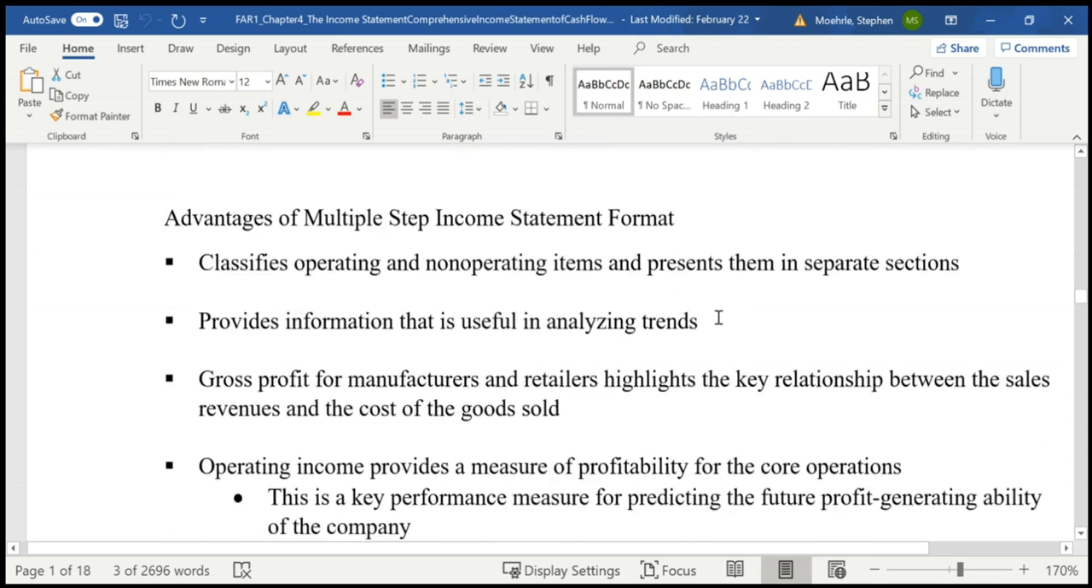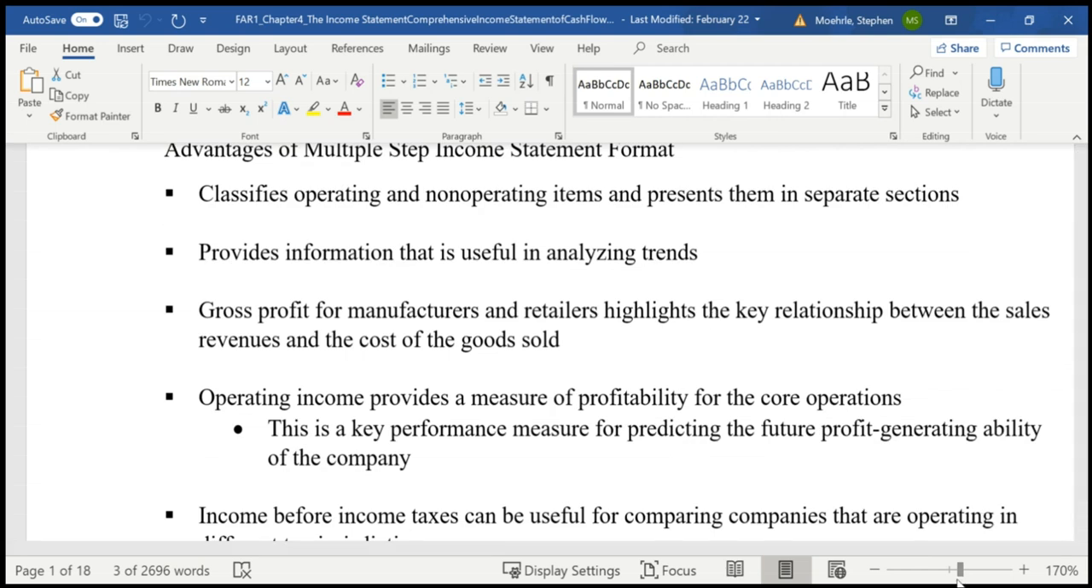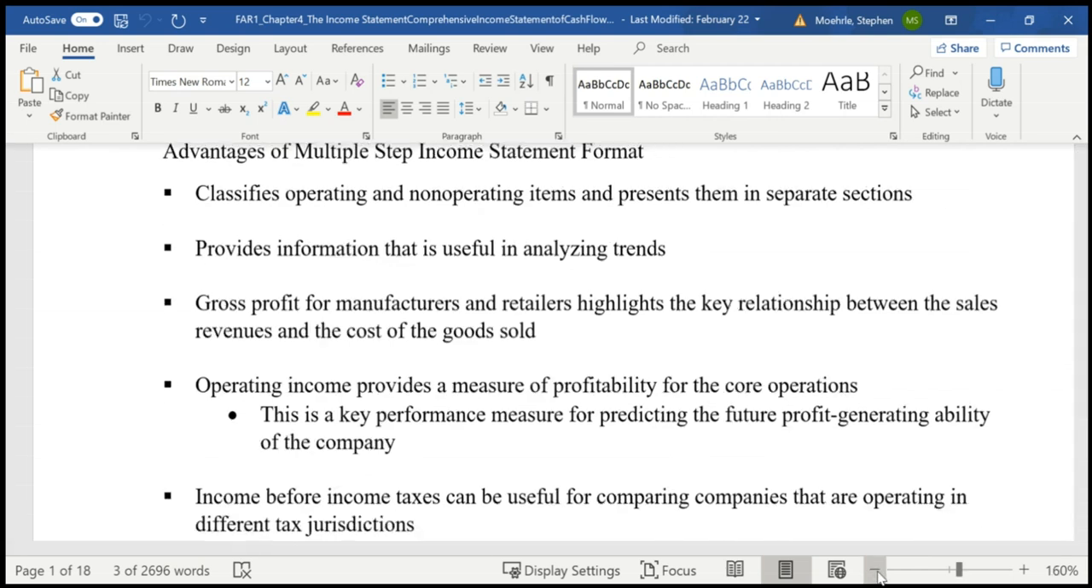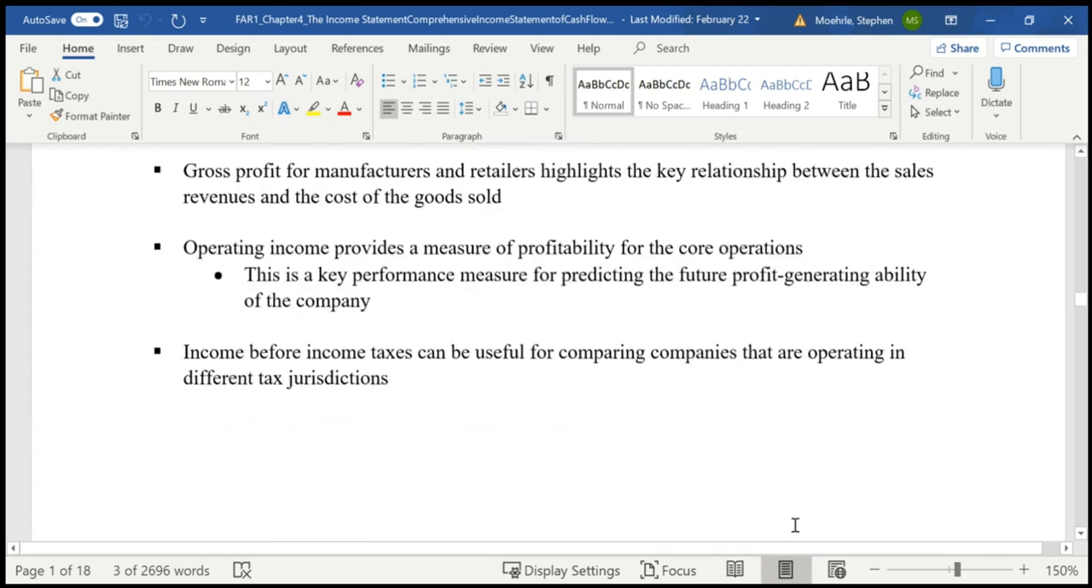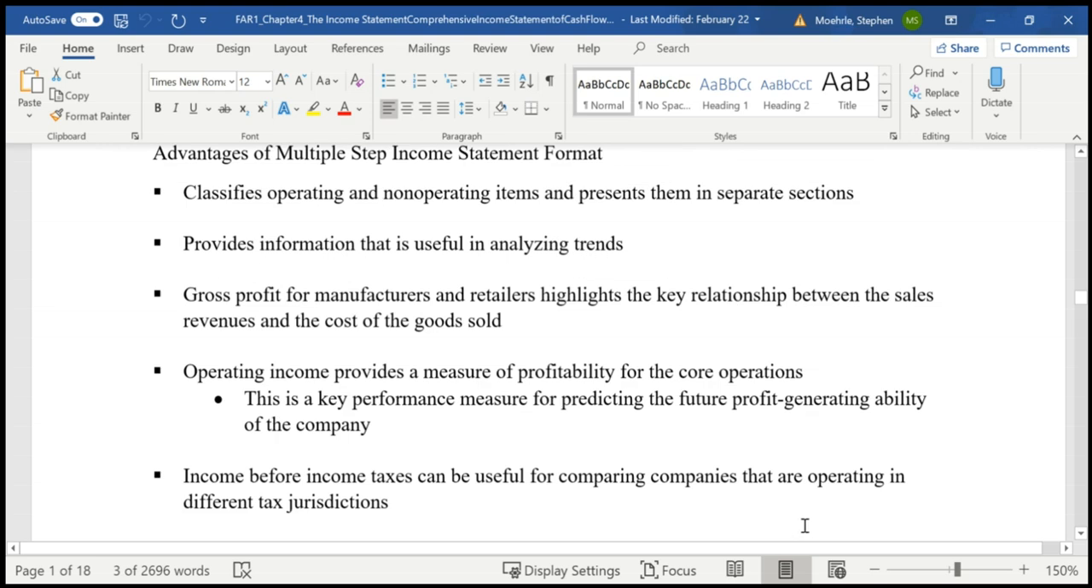Why is that so? Let's look at the advantages of the multi-step income statement. The multi-step income statement format classifies operating and non-operating items and presents them in separate sections. That's helpful to investors, that's convenient to users of the financial statements. It provides information that is especially useful in analyzing trends at the business.